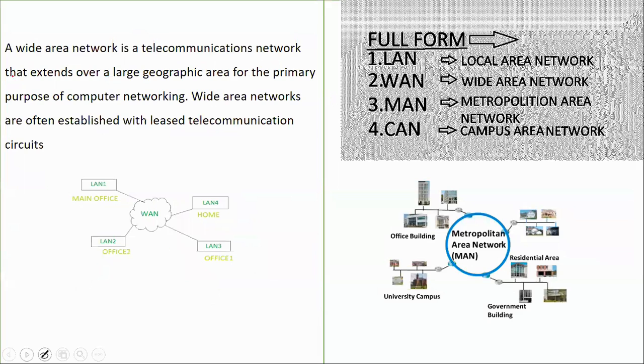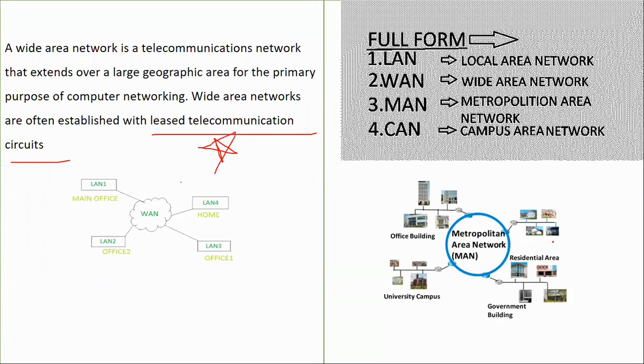Now when we go ahead, we have wide area network, that is WAN. As I said, geographically it is much more extensive. It has a large geographical area which extends for networking purposes, and it is established with the least amount of telecommunication circuits. Diagrammatically, this can be the presentation.